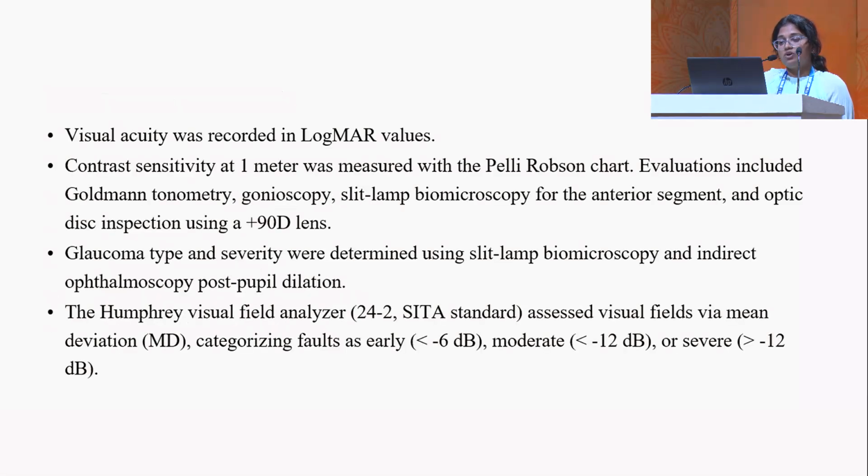Visual acuity was recorded in logMAR values. Contrast sensitivity was measured at 1 meter distance using Pelli-Robson charts. Evaluation included Goldmann tonometry, gonioscopy, slit lamp biomicroscopy for the anterior segment, and optic disc inspection using a 90D lens. Glaucoma type and severity were determined using slit lamp biomicroscopy and indirect ophthalmoscopy, post-pupil dilatation. HFA 24-2 SITA standard program was used in visual field analysis and categorized into mild, moderate, and severe.